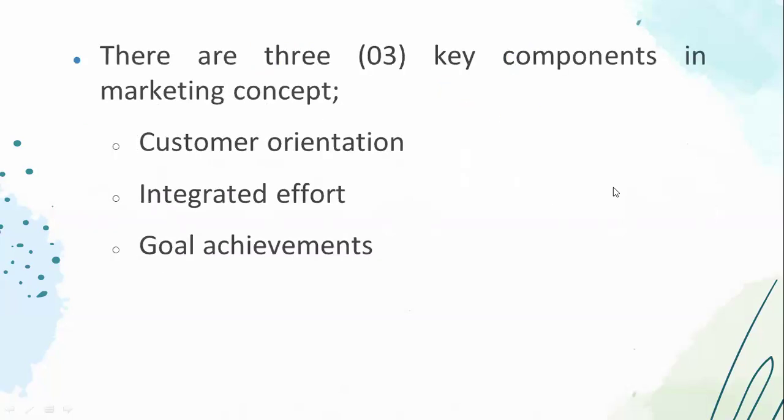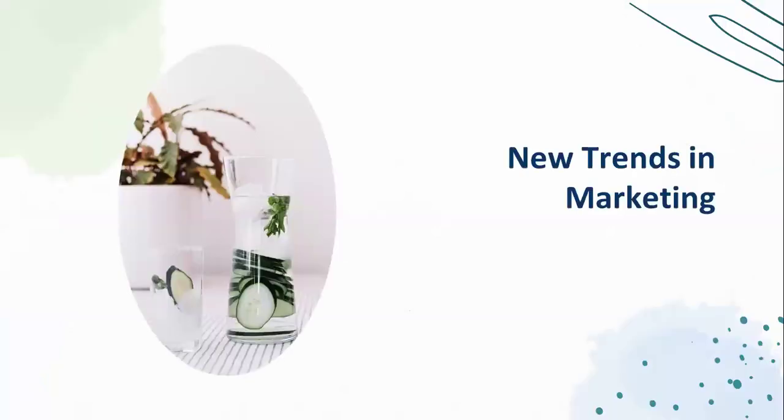Okay, so there are three key components in the marketing concept: customer orientation, integrated effort and goal achievement. Integrated effort means you have to make all the effort together to balance the customer and also the profit, right? Goal achievement is that finally you have to achieve the goal while satisfying the customers, right? So that is all about the marketing concept.